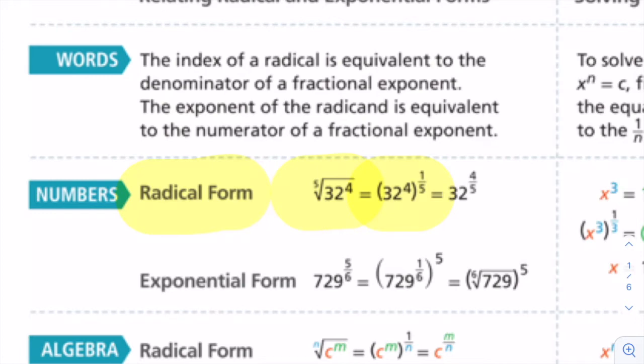And we could simplify that with the properties of exponents, multiplying the 4 and the 1/5 to make 32 raised to the 4/5. Now we could change something that's in exponential form back into radical form. So if we have 729 raised to the 5/6, that's going to be 729 raised to the 1/6, raised to the 5th. And that 6 becomes the sixth root of 729, and everything's raised to the 5th.